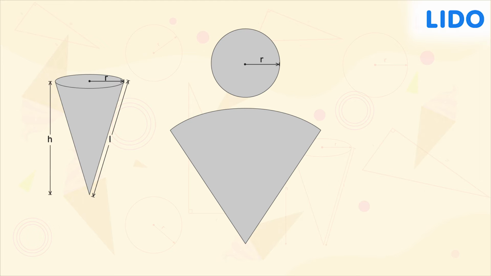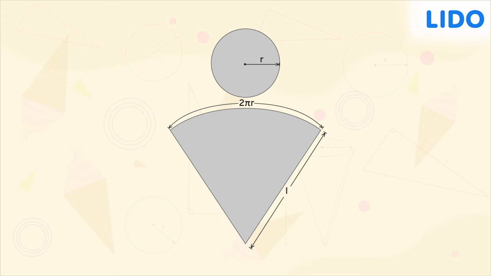Now, if we observe the sector carefully, we see that its radius is equal to the slant height of the cone, or L, and the length of the curved boundary, or arc, is the circumference of the base circle of radius r. Hence, this is 2 pi r. Now the question is, how do we find the area of this sector?